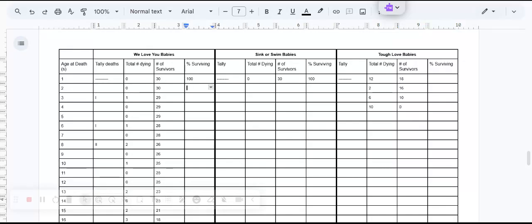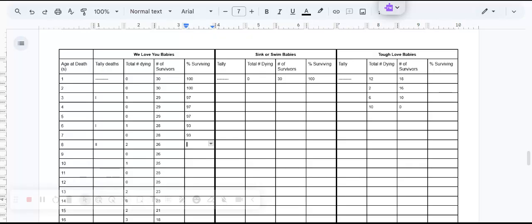Now this column right here, percent surviving, you just divide out of 30. So I still have 100%. Here I have 29 out of 30 surviving, so I'm just going to divide 29 divided by 30 and times that by 100. So now I have approximately 97% surviving. Now I'm going to divide 28 divided by 30 times 100, and now I have approximately 93% of my population is surviving, and so on and so forth.